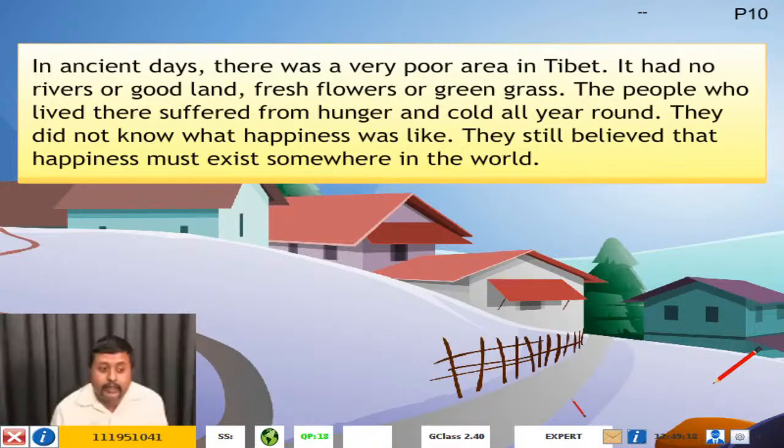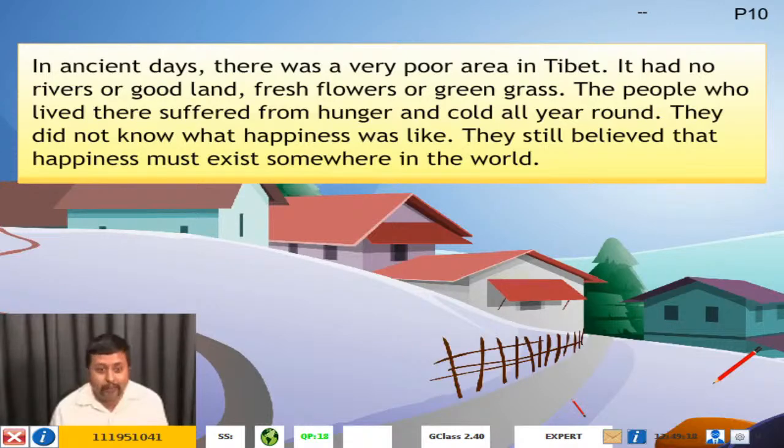So the story says, in ancient days, there was a very poor area in Tibet. It had no rivers or good land, fresh flowers or green grass. The people who lived there suffered from hunger and cold all year round. They didn't know what happiness was like. They still believed that happiness must exist somewhere in the world.